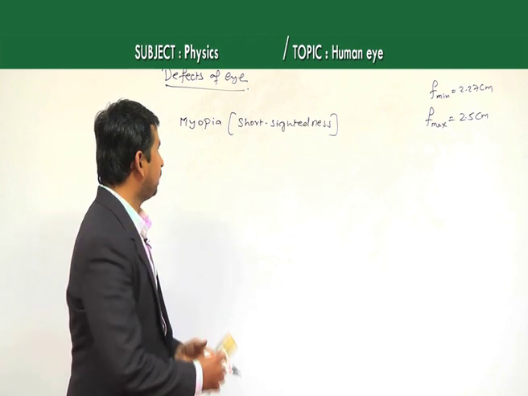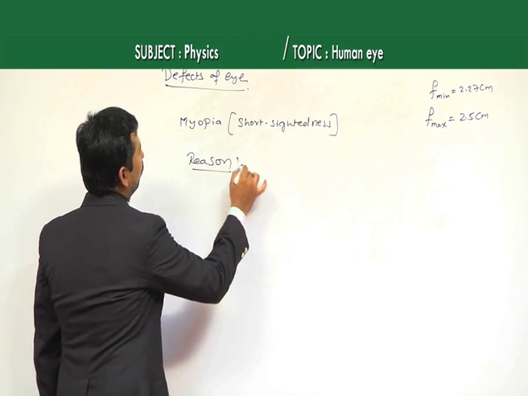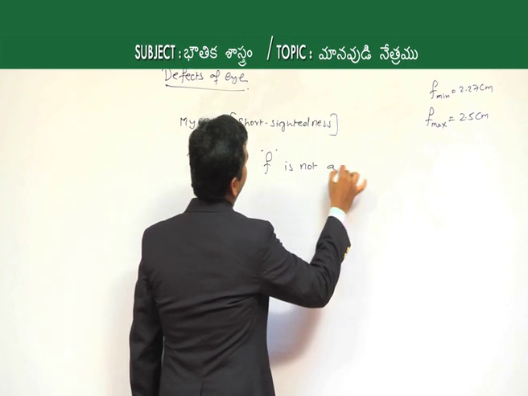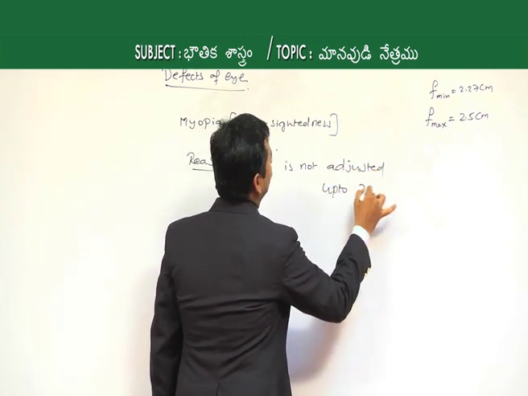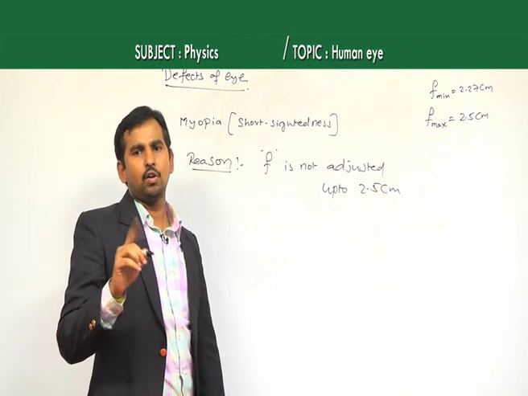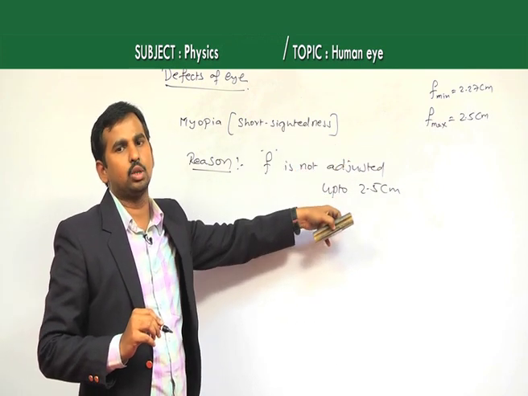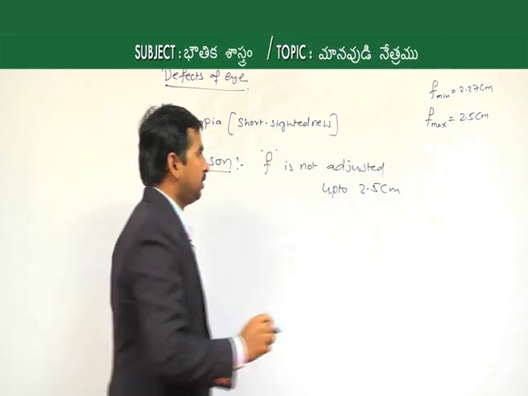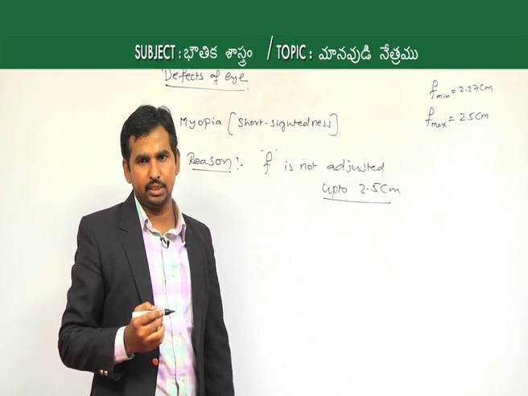Okay. So, have I understood the reason here? The reason for this myopia is that the focal length is not adjusted up to 2.5 centimeters. That is why we get the problem with the far distant objects, but near objects we can see very clearly. So, no problem for the short sight, the only problem is with the long distant objects. Up to 2.5 centimeters it is not able to adjust.